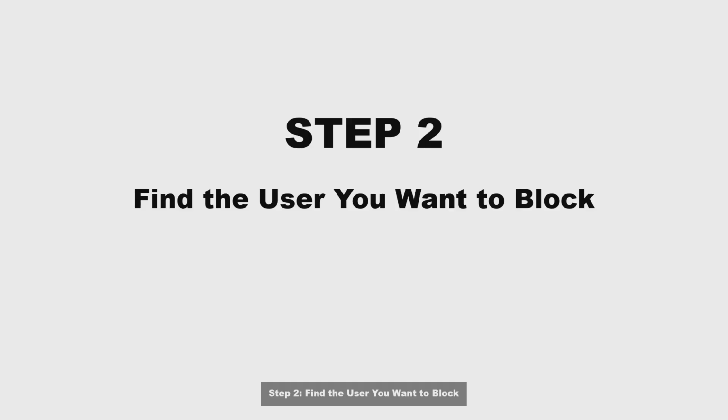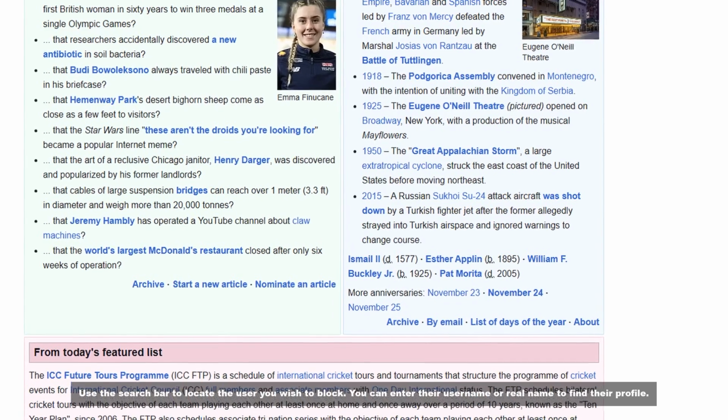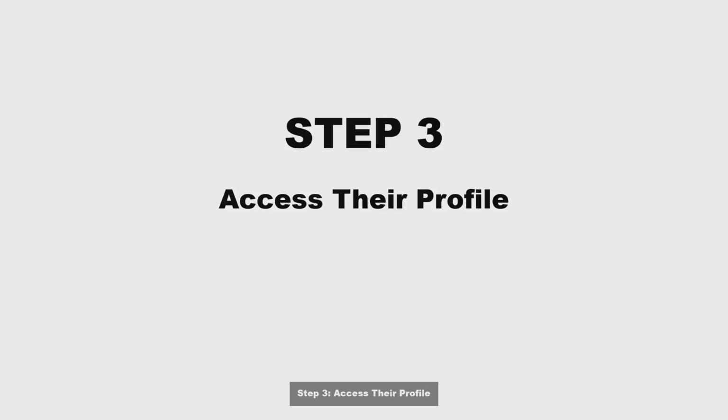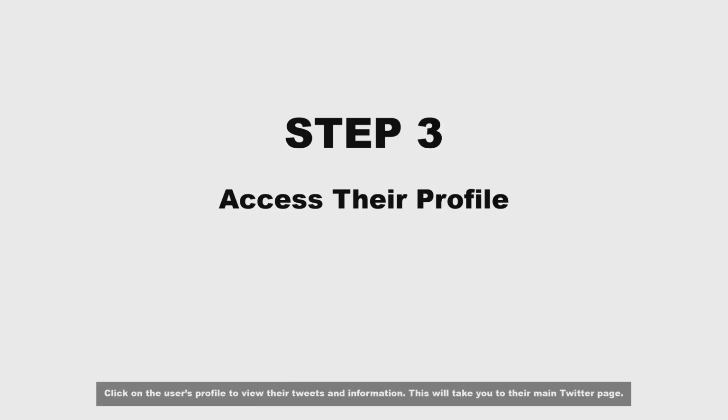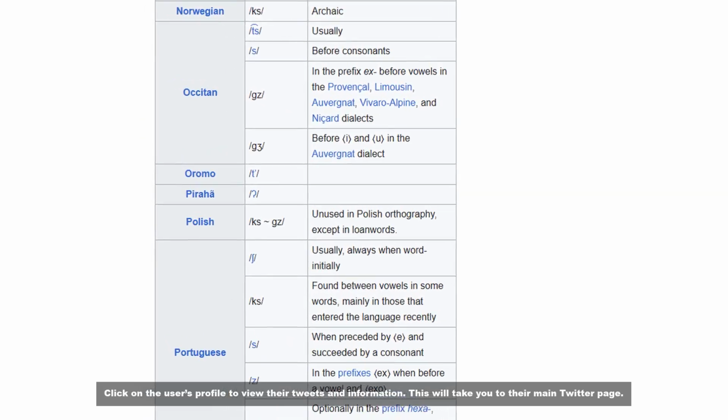Step 2. Find the user you want to block. Use the search bar to locate the user you wish to block. You can enter their username or real name to find their profile. Step 3. Access their profile. Click on the user's profile to view their tweets and information. This will take you to their main Twitter page.